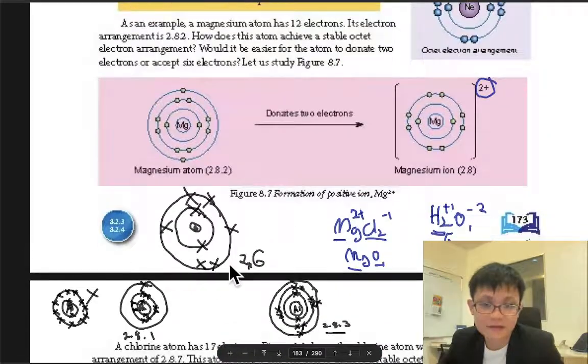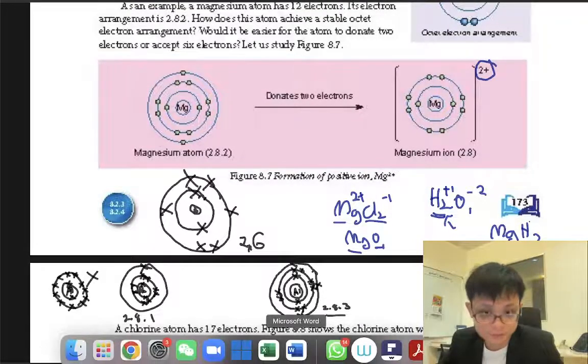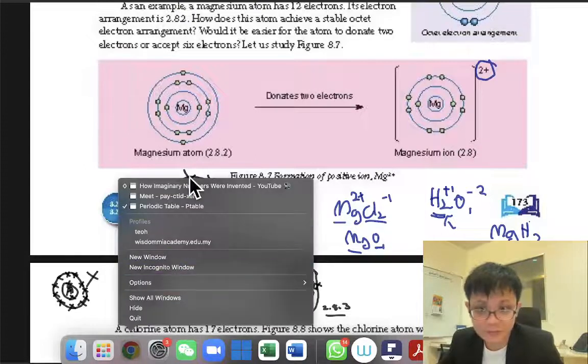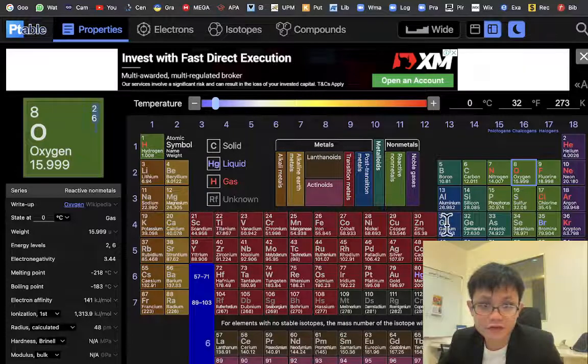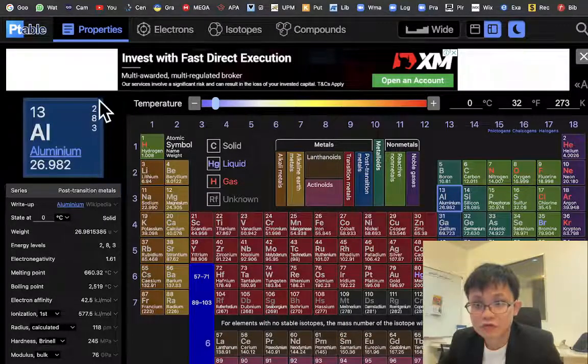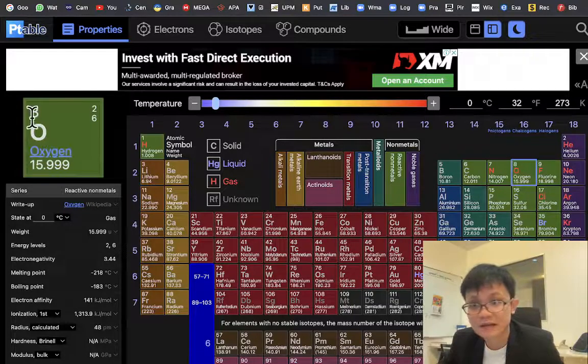And the 2, 6 or 2, 8, 1 or 2, 8, 3 is actually the same as the number of protons. For example, let's take back the periodic table. Let's use aluminium again. 2, 8, 3: 2 plus 8 is 10, 10 plus 3 is 13, you get back 13. Let's do sodium again. 2, 8, 1: 2 plus 8 is 10, 10 plus 1 is 11. Let's do oxygen. Oxygen is 8. So 2 plus 6 is 8.